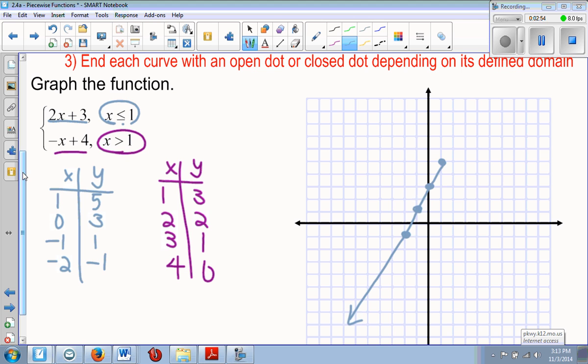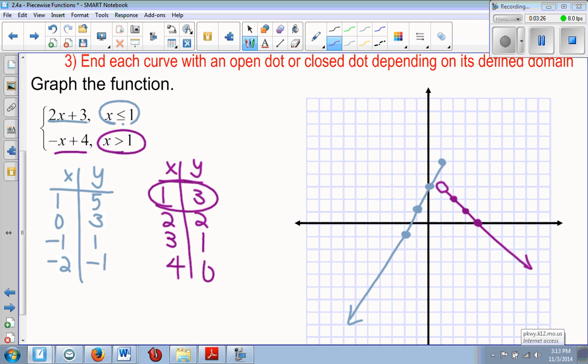If I graph my purple dot, now let's pay attention to the fact that this first dot is technically not a part of the domain of the second graph. So when I graph that point, I'm actually going to show that it's not a part of the graph by putting an open circle. And then the rest of the points I'm going to graph like normal, 2, 2, 3, 1, 4, 0. And when I connect my dots, I'm going to continue on past those dots because that equation is defined for any value of x bigger than 1.